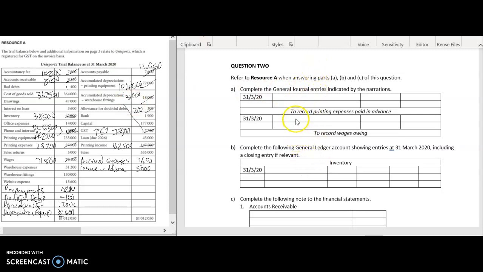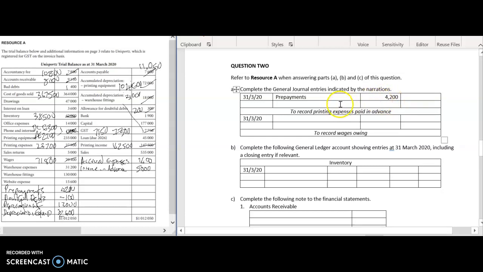So the first thing we're going to do is look at the general journal entries. The general journal entries is indicated by the narrations down here from what we've already done. So the first thing is to record printing expenses paid in advance. When expenses are paid in advance, it's called prepayments. So we're going to debit prepayments. And the prepayments figure, as you've written down already, is 4,200.